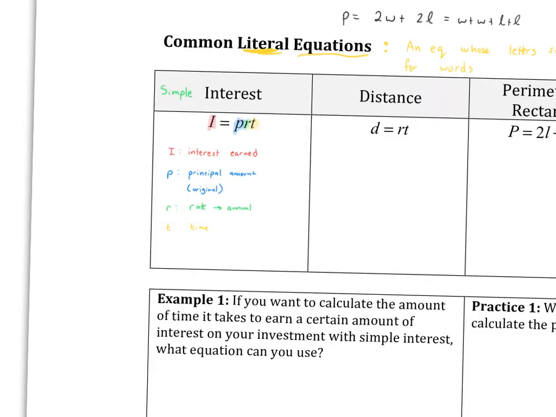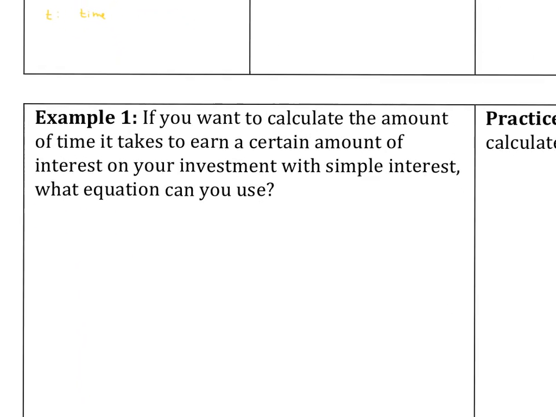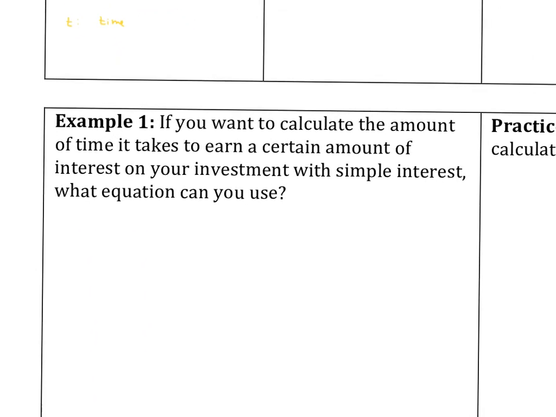So let's now take this simple interest idea, and we'll go down to example number 1. If you want to calculate the amount of time it takes to earn a certain amount of interest, so you want to know, when will I earn $50 or $30 or something like that on your investment with simple interest? What equation can you use? So let us start with the literal equation for interest. Interest equals principal times rate times time.